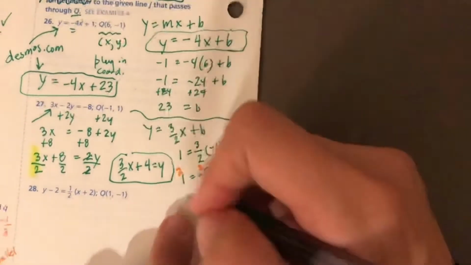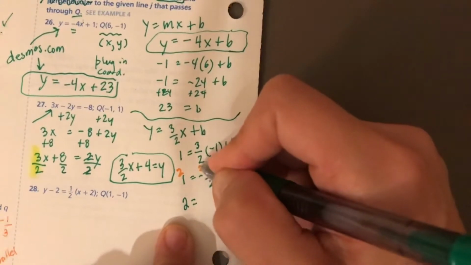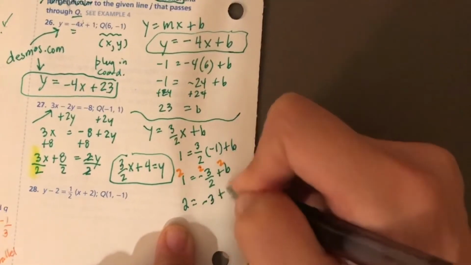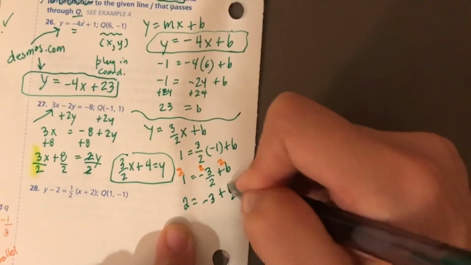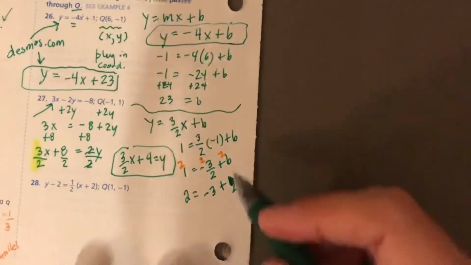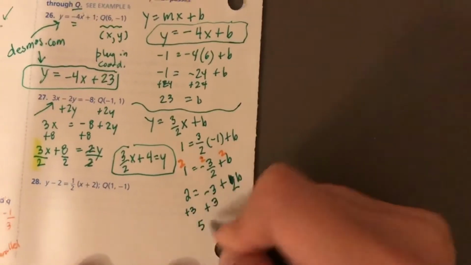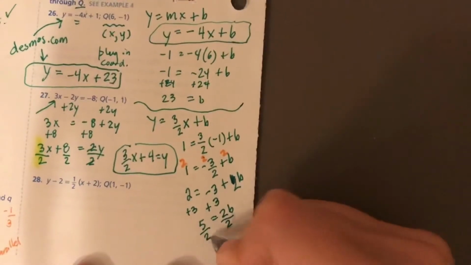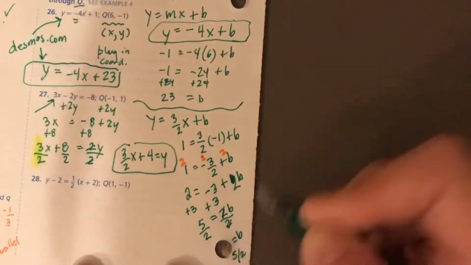So I multiplied 2 times 1, this is 2. 2 times 3 divided by 2 will be negative 3 plus 2b. Okay. Now let's keep going. If I add 3 to both sides, I get 5 is equal to 2b. Ooh, almost done. If I divide by 2 on both sides, b is equal to 5 halves.